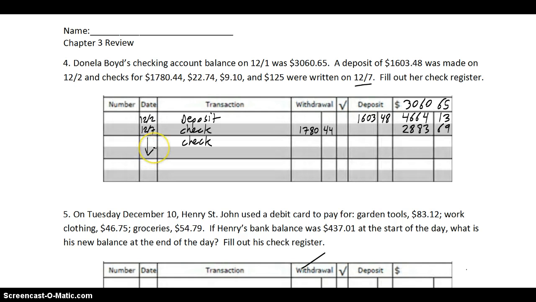Another check. Same date. 2274 this time. When you subtract 2274, you get 2860.95. Another check for $9.10. That brings you down to 2851.85. And then one more check for 125 bucks. These might just be for random bills or whatever. That leaves us with a new balance of 2726.85.